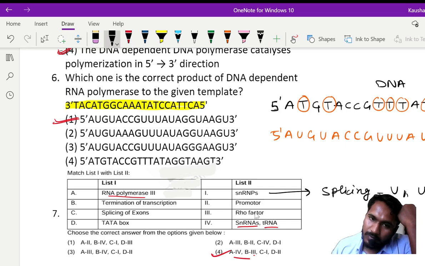RNP and RNA both are different. snRNP is a protein which helps in the splicing. This is the RNA. Now Tata box, what is it? This is a DNA, and this DNA will have a repetitive Tata sequence, the Tata box.